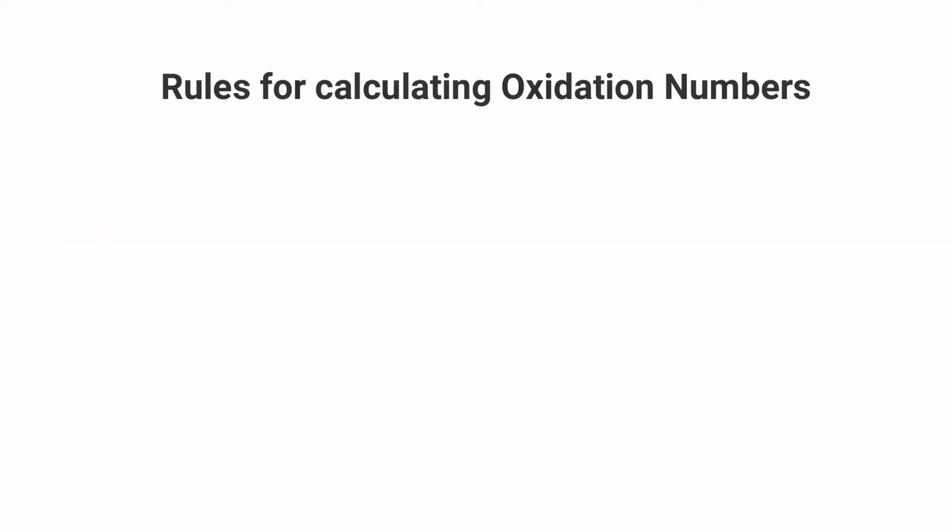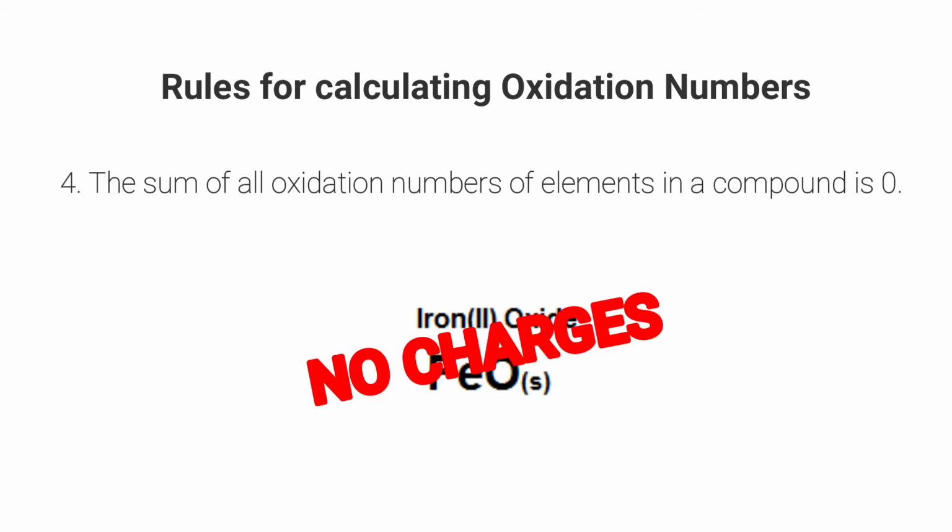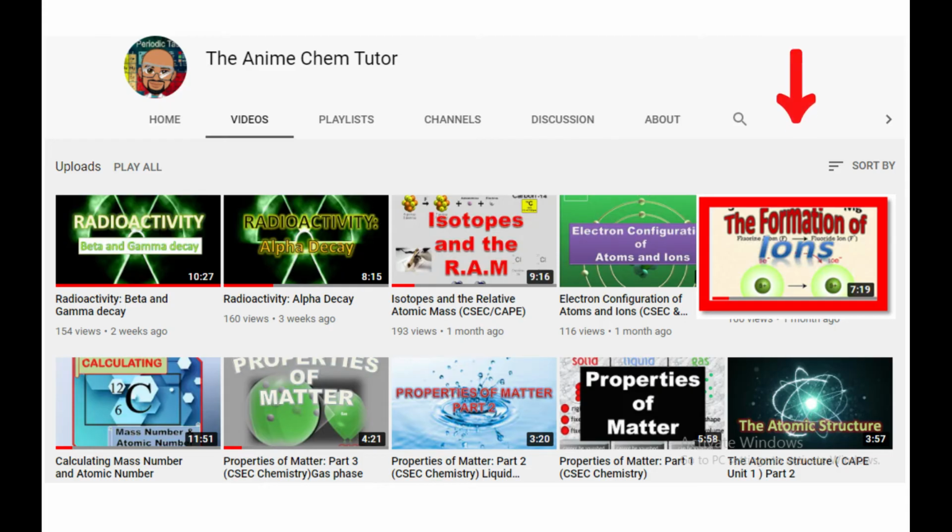Now, the next rule states that the sum of all oxidation numbers of elements in a compound is 0. For example, iron oxide, which has the formula FeO. The oxidation numbers of both the iron and the oxygen add up to 0. But how do I know that it equals 0? You know that because there are no charges on the compound. And to understand more about charges and neutral compounds, you can watch my previous video on the formation of ions.